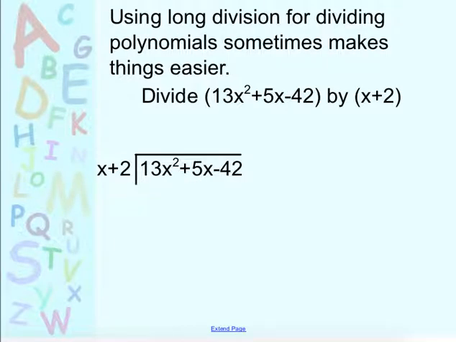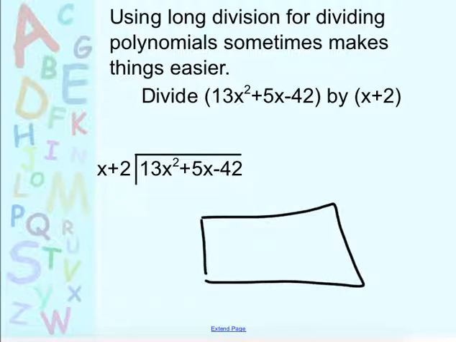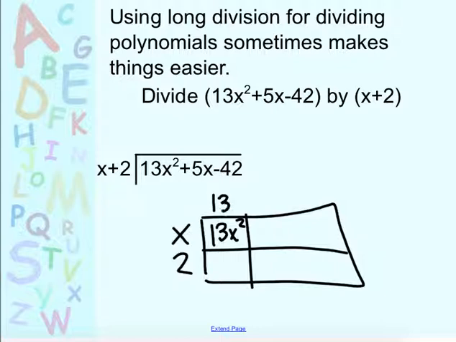All right, this one I'm actually going to do as a box method, okay, just so that you can see it in a different way. So I have my side length of x plus 2, and I need to get it to 13x squared. Remember, we're working backwards, so we know the area is 13x squared. It must have come from an x and a 13x.